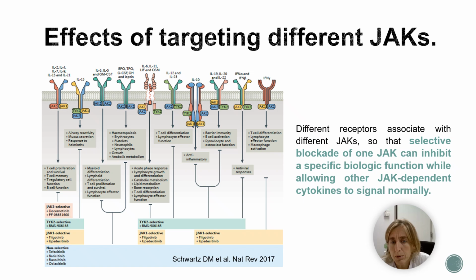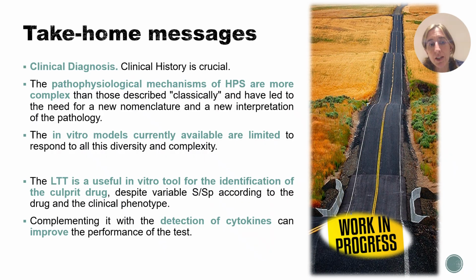And it's important to know that next generations of JAK inhibitors are focusing on the effects of targeting different JAKs. So different receptors associated with different JAKs, so that selective blockade of one JAK can inhibit a specific biologic function, while allowing other JAK-dependent cytokines to signal normally. And this is very important in terms of side effects and patient management. So this is something that has to be considered, with the development of new drugs and the use of these potential emerging therapies. So, which are the take-home messages?